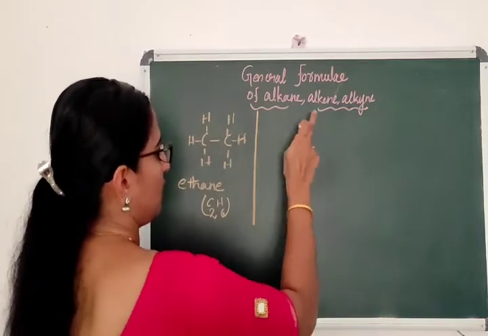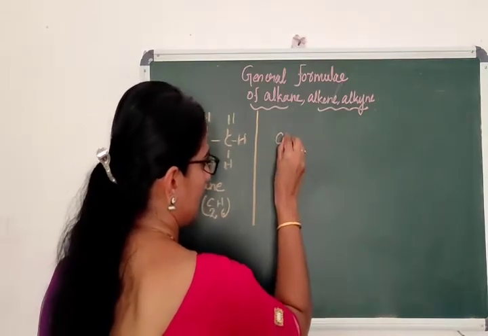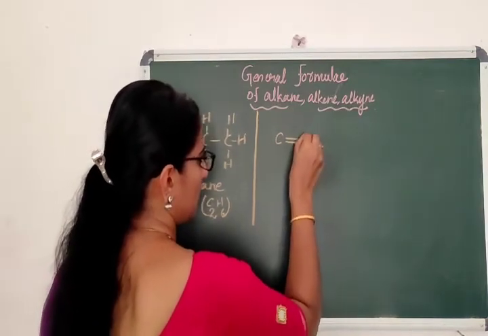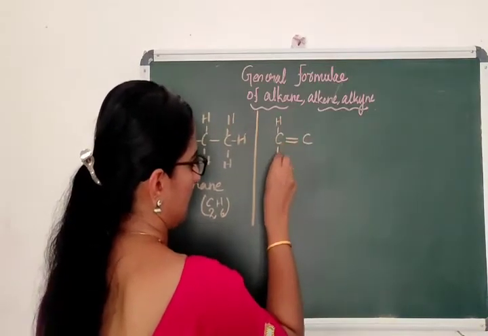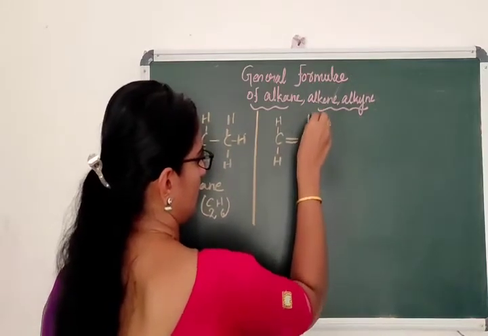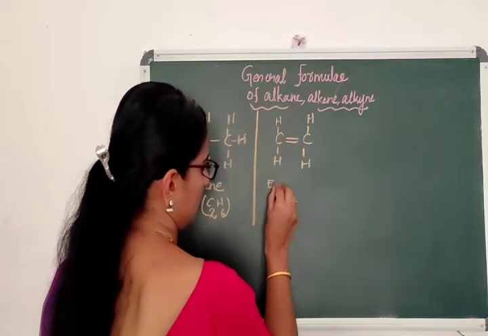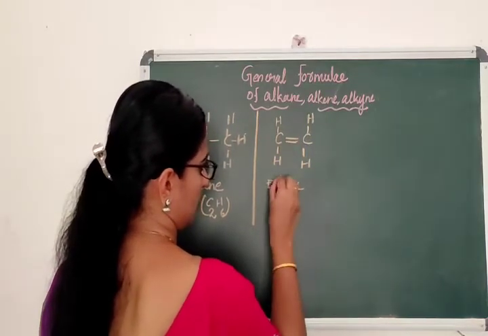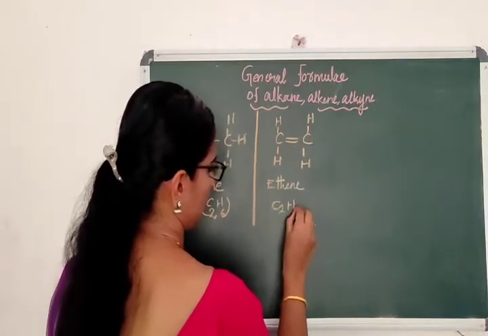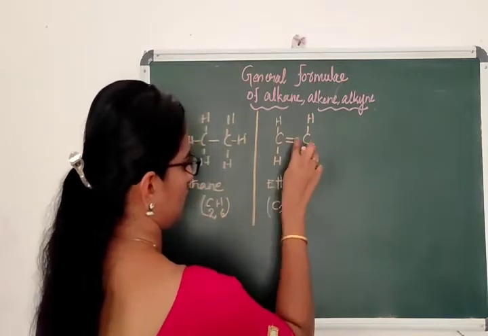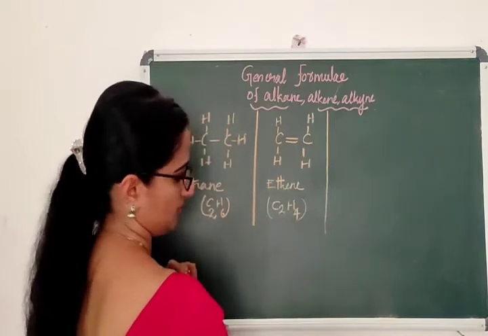Okay, and if you write one example of alkene, like ethene, two carbons with the double bond, and the rest of the valencies are satisfied by hydrogen, and this is ethene, the first member of alkene, and the chemical formula is C2H4. Just count the number of carbon and hydrogen, then you will write the chemical formula.